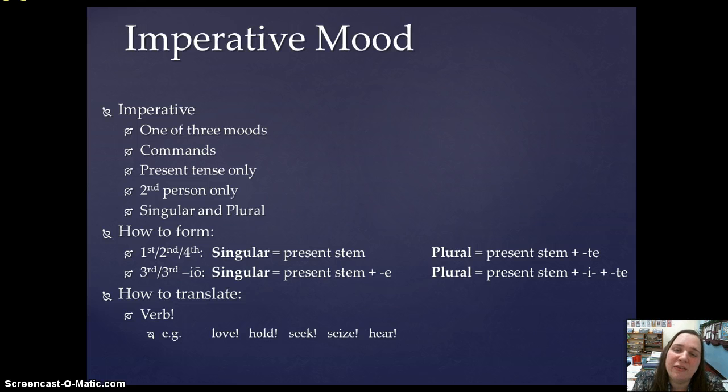But we just say the verb, right? We don't have to say you hold my hand or anything like that. We just say, hey, hold my hand. Commands are very straightforward in English. So for example, if you're going to command someone to love, you say love. To hold, you say hold. Seek, seize, hear, so on and so forth.